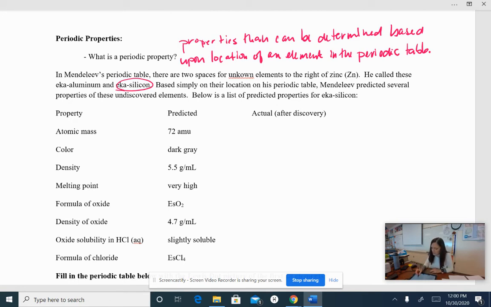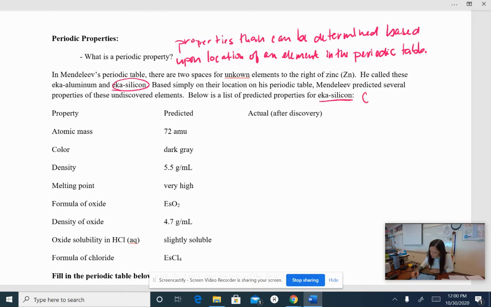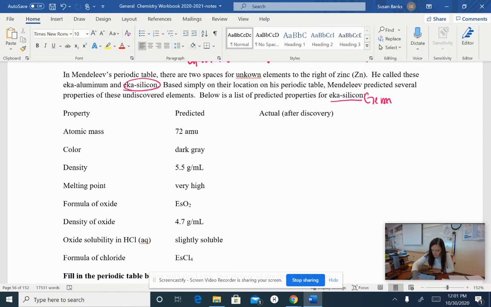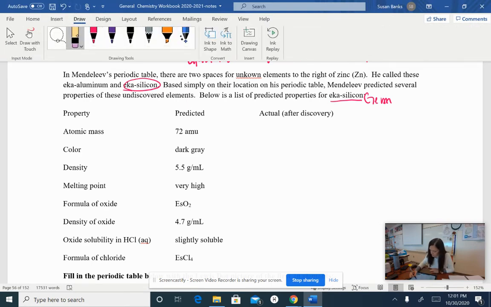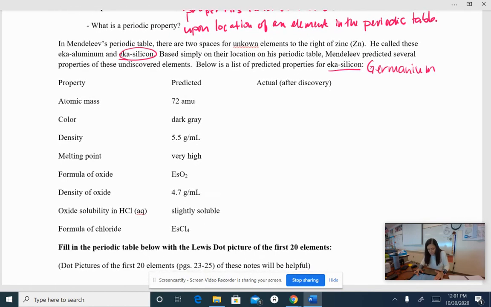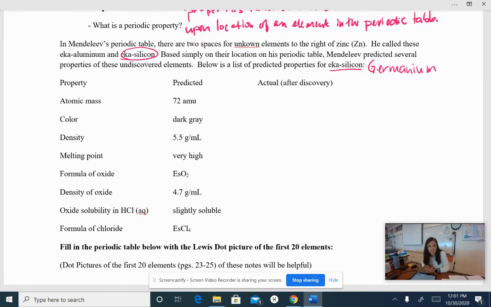So eka silicon is known today as germanium. Okay, he predicted that its atomic mass would be 72 AMU. He predicted its color would be dark gray. He predicted that the density would be 5.5. He predicted that we would have a very high melting point.